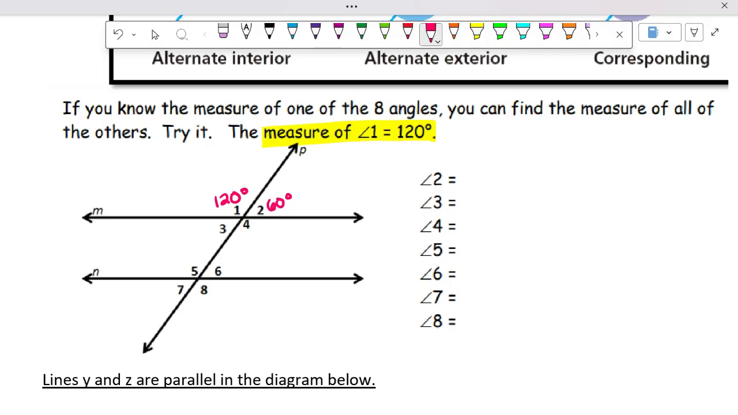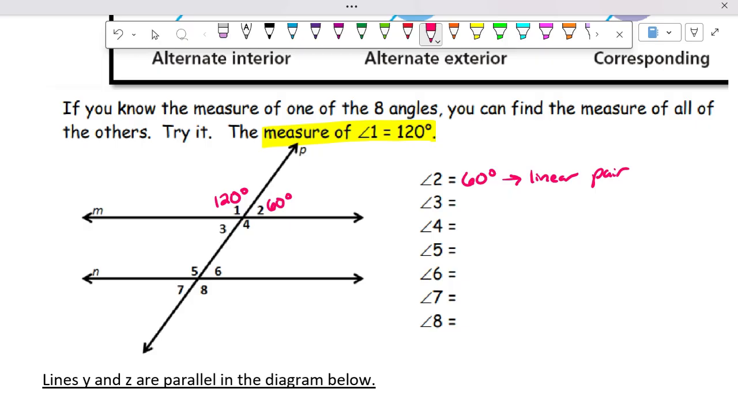What's it called? We literally just said it. Linear pair. So it's 60 because in connection to angle 1, they're a linear pair. What we're going to do as we're going through these is write the connection to angle 1.